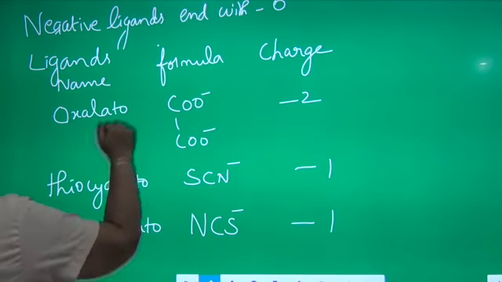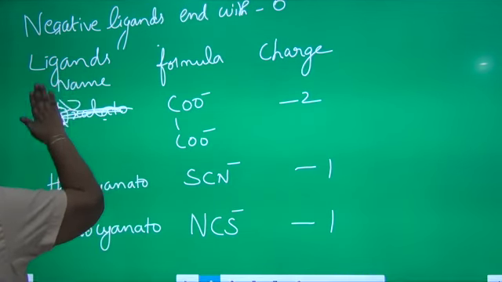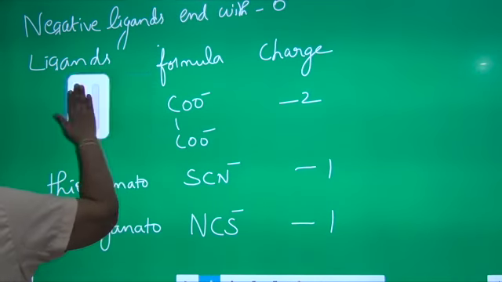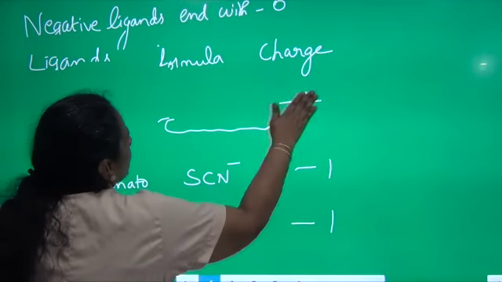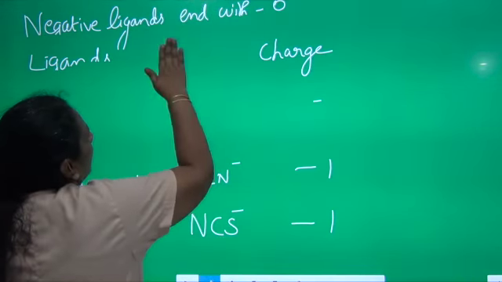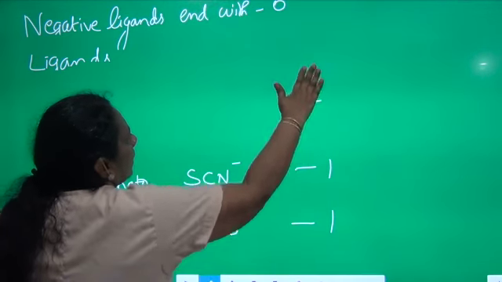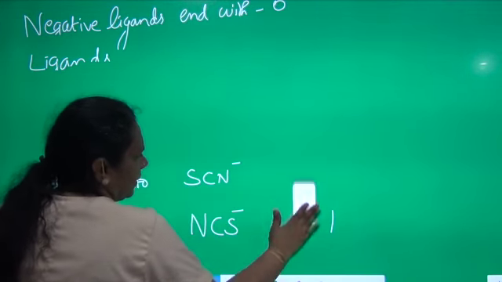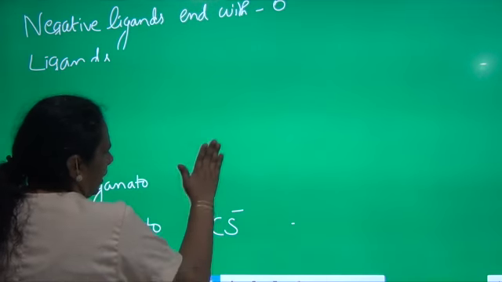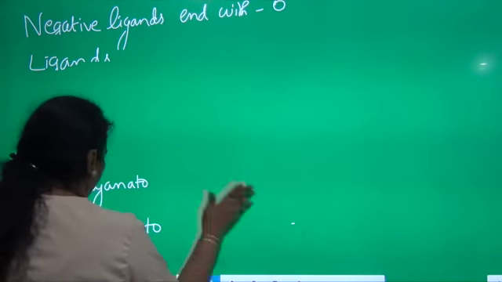So like this, there are charges for positive ligands also. Positive ligands also, there are charges. Only when you know the charges of the ligands, we can calculate the oxidation state or the oxidation number.